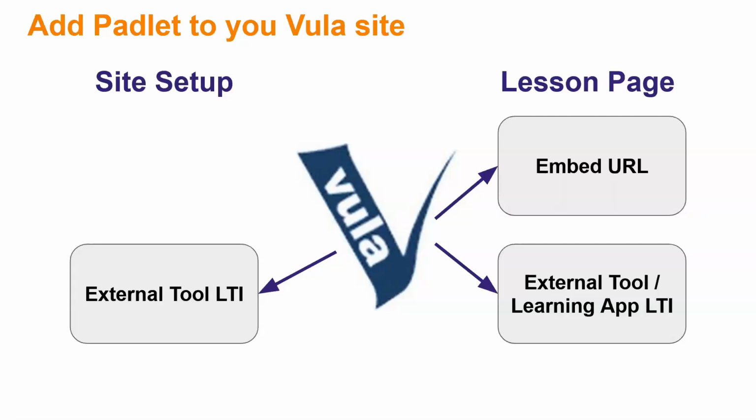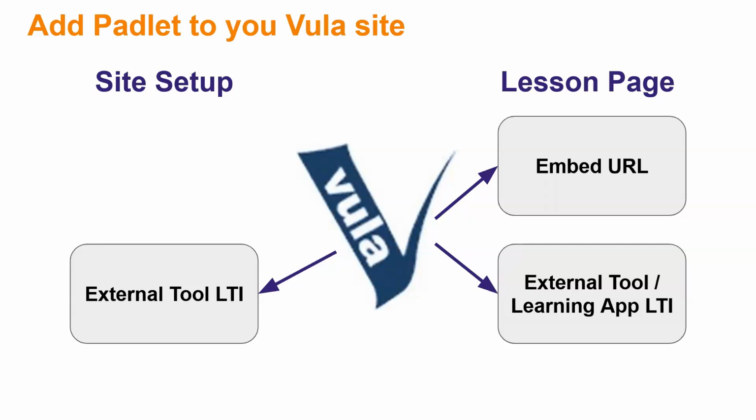One is a straight, what I'd call an embed of the URL. So remember, that was the distinct link to your Padlet where you could customize the end portion of that link. You can embed that straight into a lessons page within Vula. And the other way to do it would be to use the LTI, either through the external tool or the learning app.